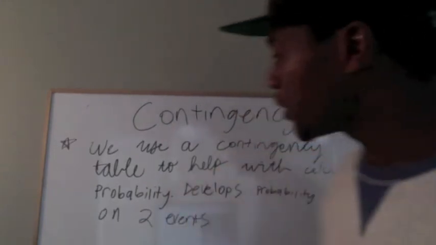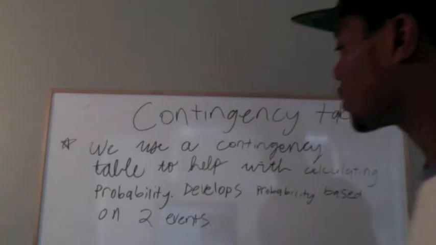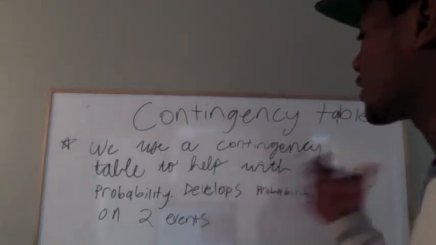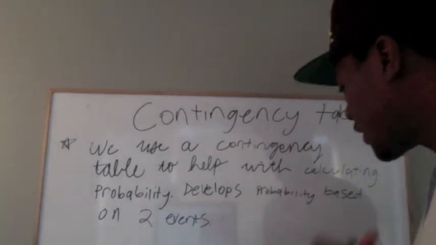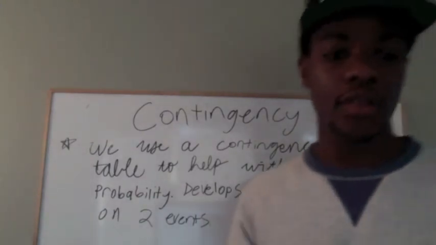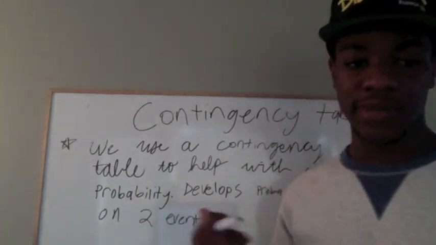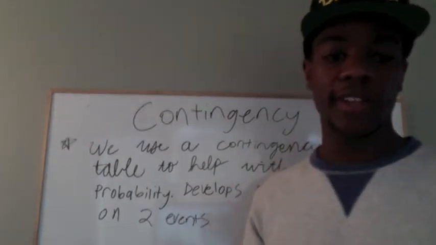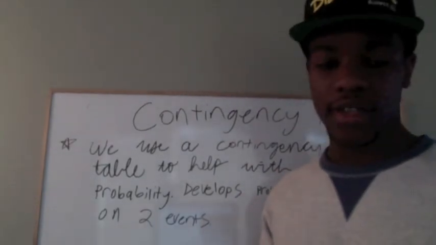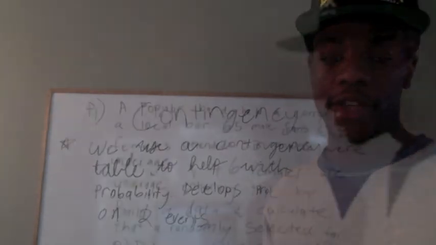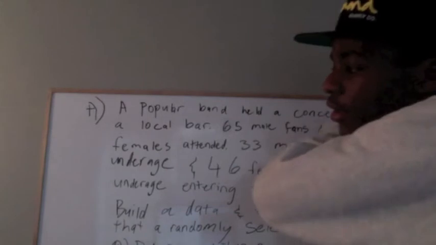Alright, the next Unit 2, contingency table. The contingency table is used to help with calculating probability. It develops probability based on two events. The good thing about a contingency table is that you don't need a lot of information. You could figure out a contingency table with a minimal amount of information. Here's an example of what you could use it for.